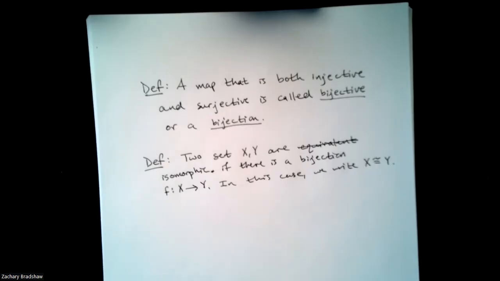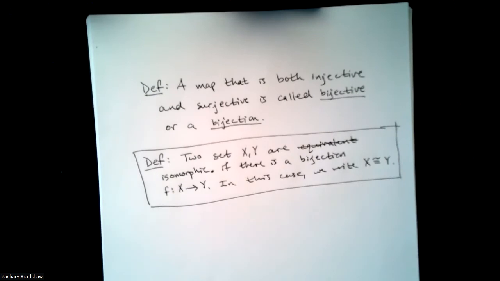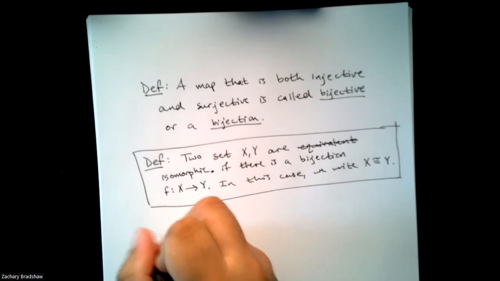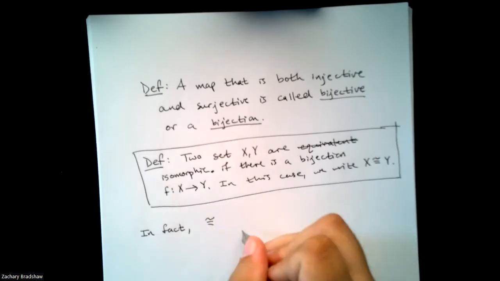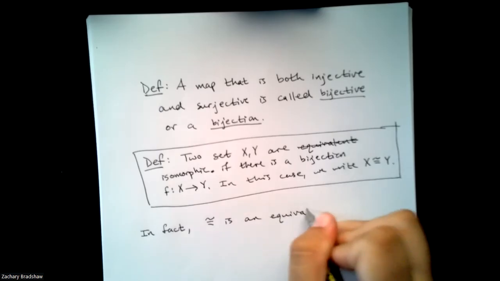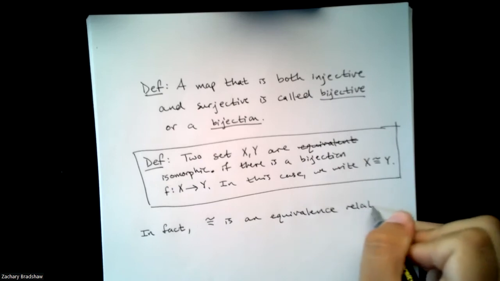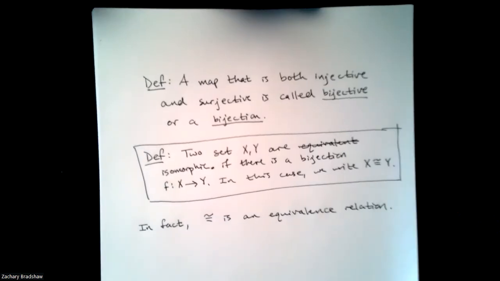Okay, so this definition finally really captures the notion of equivalence that we set out to define. It captures that two sets are considered equivalent or isomorphic, as we're putting it, if they're just a relabeling of each other. So in fact, this notion of equivalence that we defined is indeed an equivalence relation. So to see this, we're going to need a couple of facts.